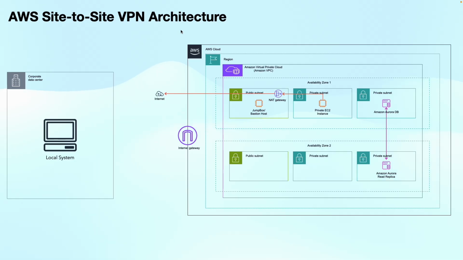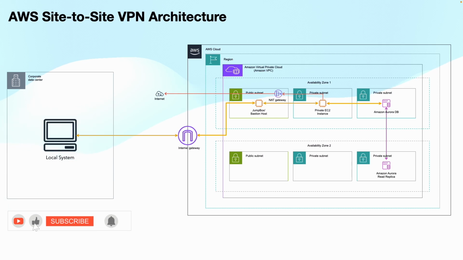So this is how we will connect. We will connect from our local system, first to the jump box, then to the private EC2 instance from the jump box, and then we will access the Aurora database. This is how we usually access the VPC resources or the databases on the AWS VPC side from our corporate data center if we don't have a site-to-site VPN. I will show you how the architecture will be simpler in the next slide.